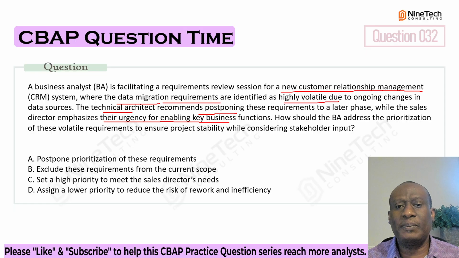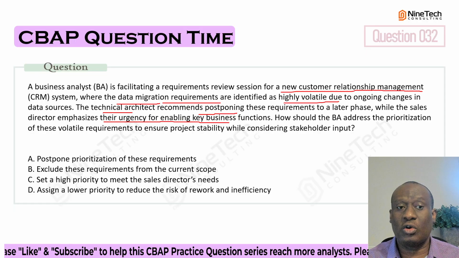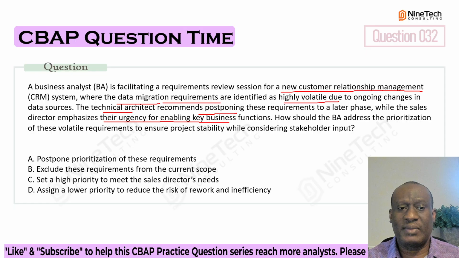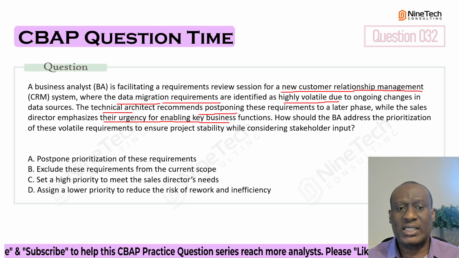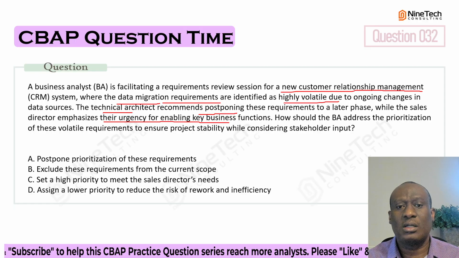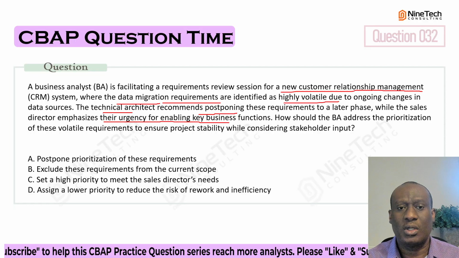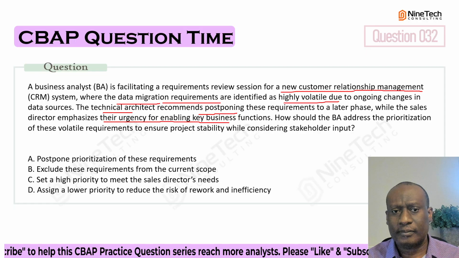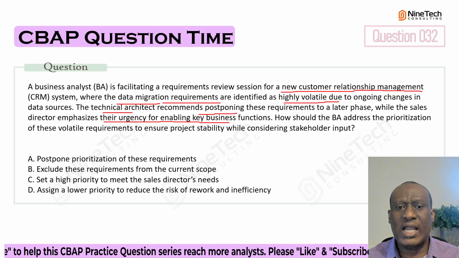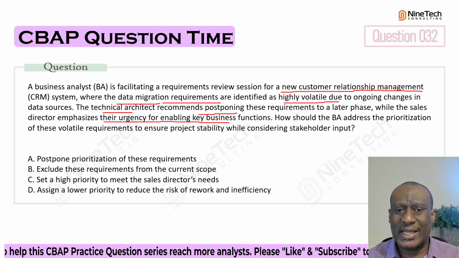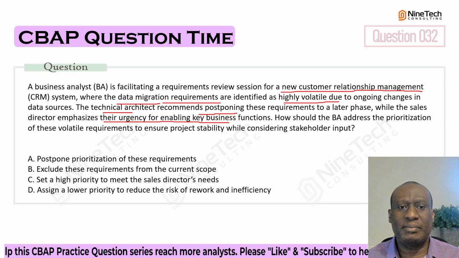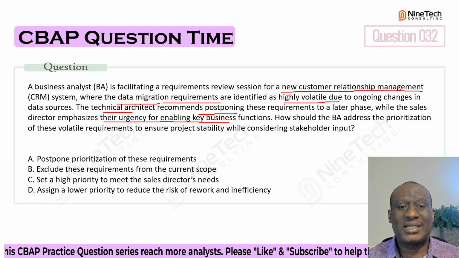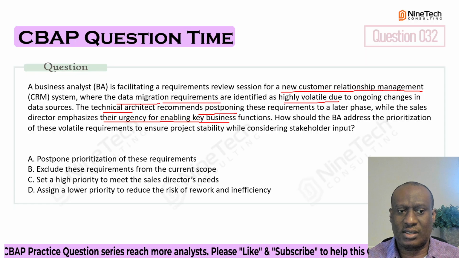Okay. How should the BA address the prioritization of these volatile requirements to ensure project stability while considering stakeholder input? So the whole meat of the question is, how do we prioritize volatile requirements? That's requirements that are prone to changes.